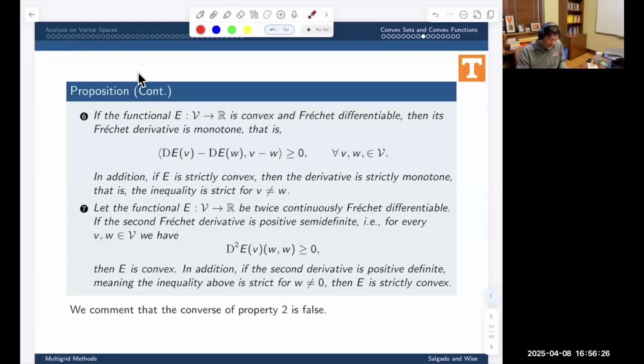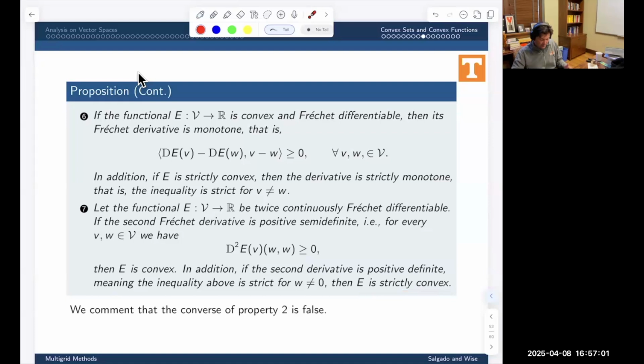7. Let the functional E be twice continuously Frechet differentiable. If the second Frechet derivative is positive semi-definite, i.e. we have for every V and W this inequality holding, then E has to be convex. In addition, if the second derivative is positive definite, which means that this inequality is strict, then E has to be strictly convex.